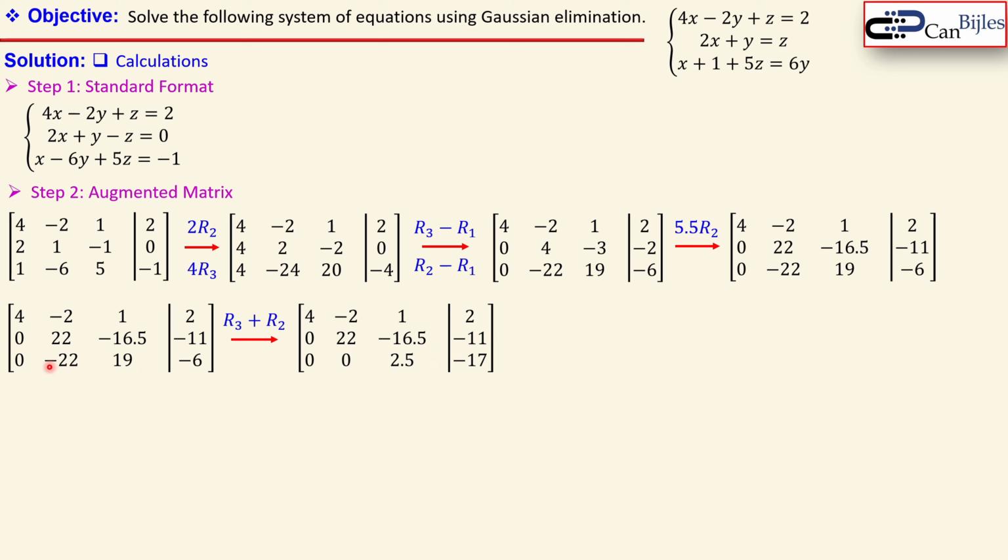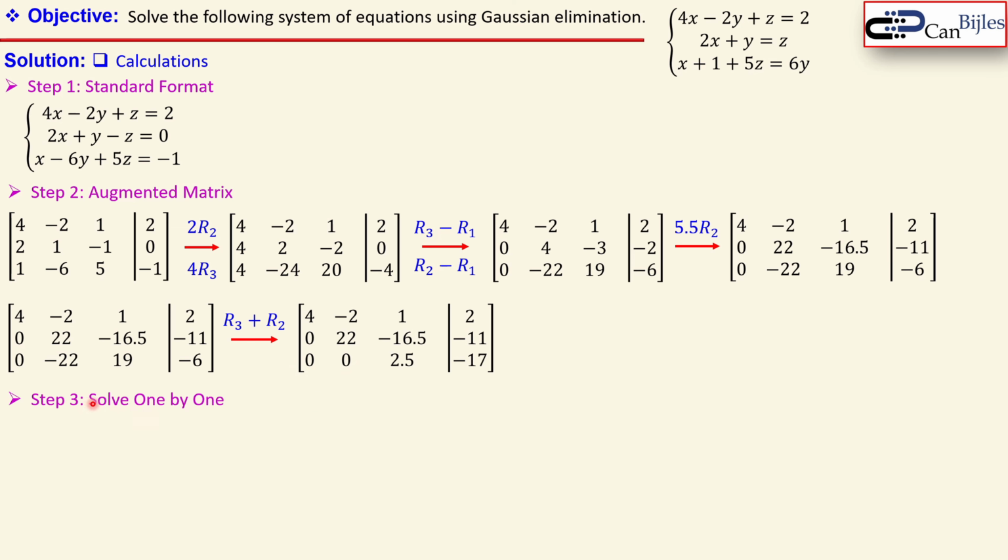Why? Because we have here minus 22 plus 22, that's 0. 19 plus minus 16.5 will be 2.5. And then minus 6 plus minus 11 will be minus 17. So that is exactly what we wanted as our form in a final augmented matrix, but we need a triangle of zeros here. So now we can do the calculation easily to calculate the x, y, and z here.